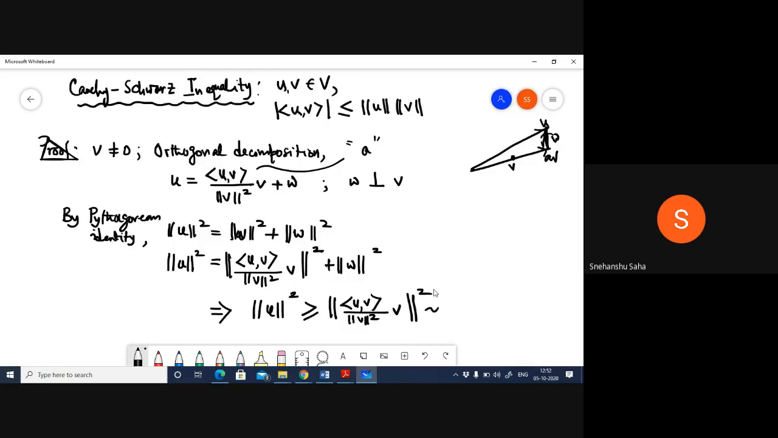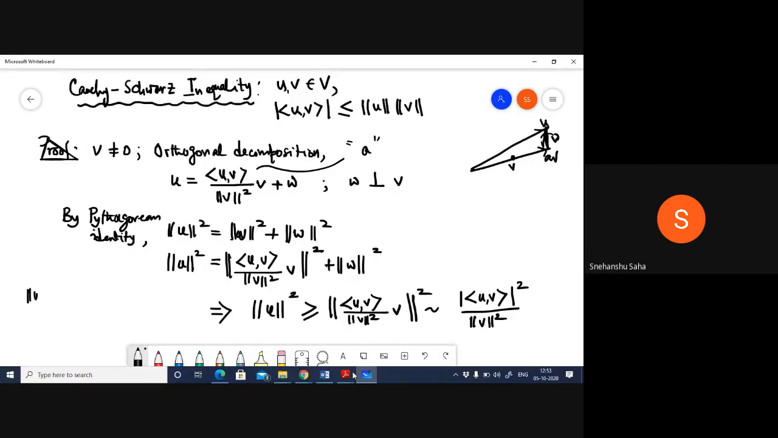This will be simplified to, we can write it in the following fashion. And this will be simplified to... Okay, all right. And therefore, you can rearrange the terms, pull this to the other side, and take the square root, and you will see that you are going to get the Cauchy-Schwarz inequality, right? Very, very simple to see.